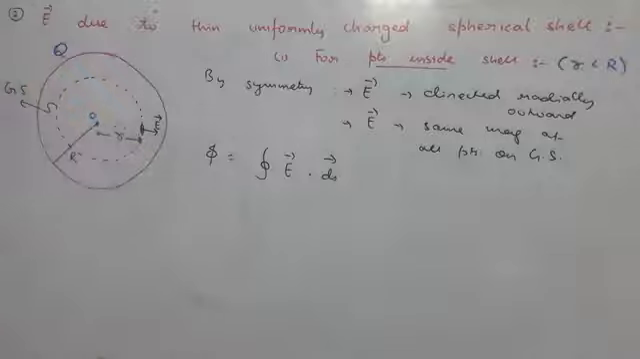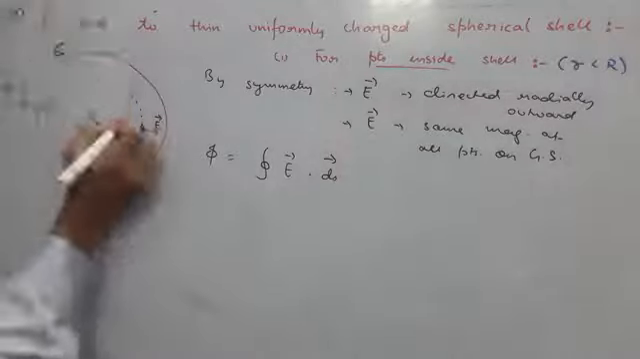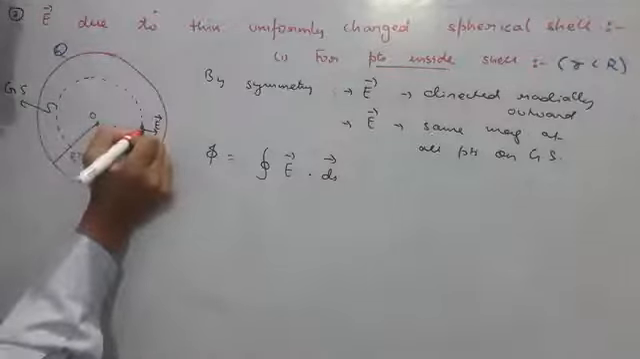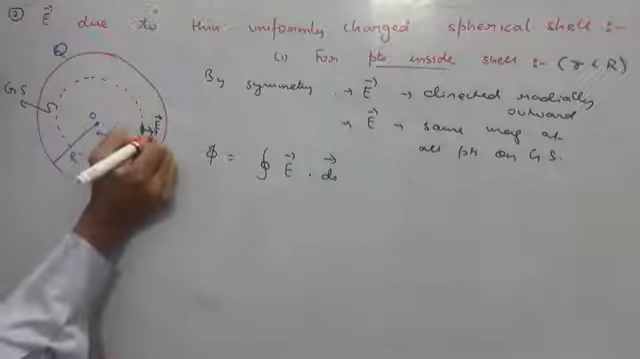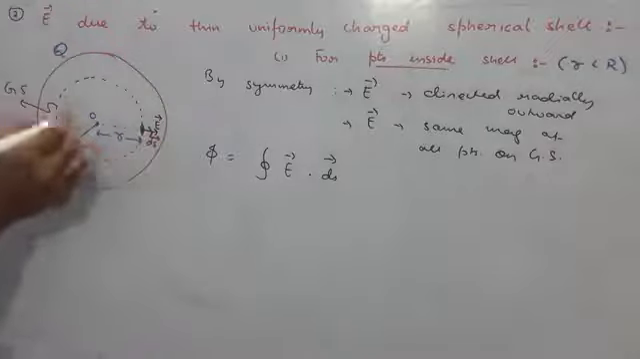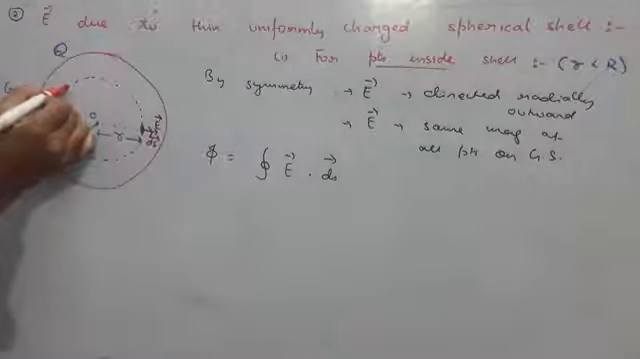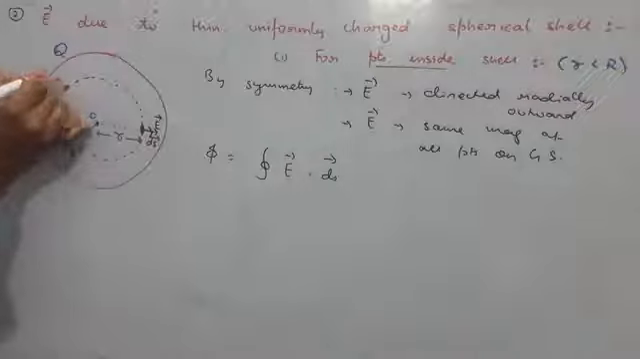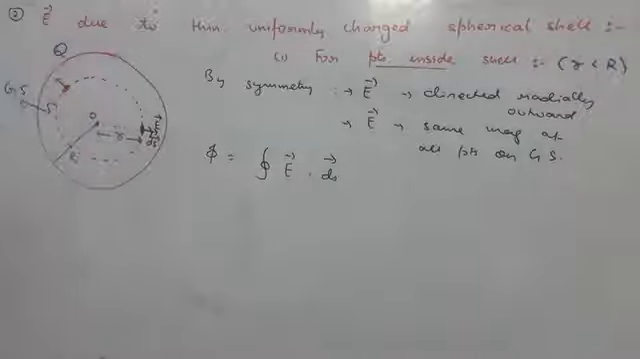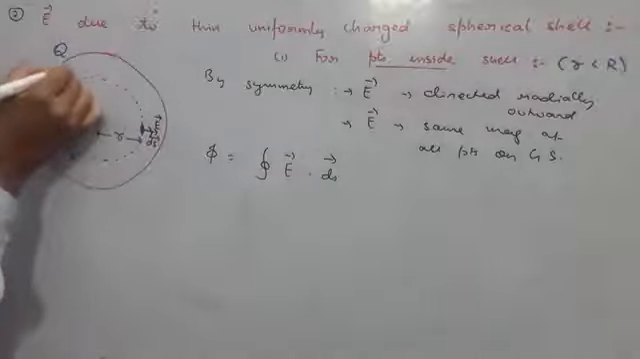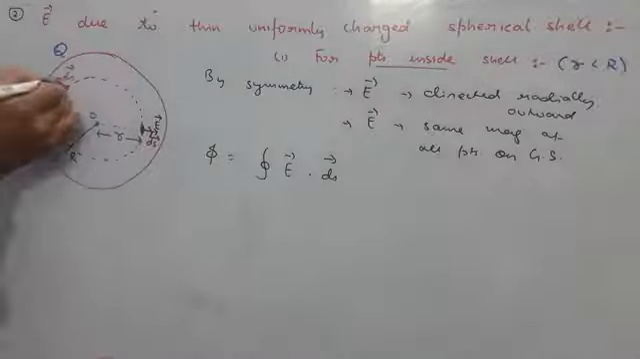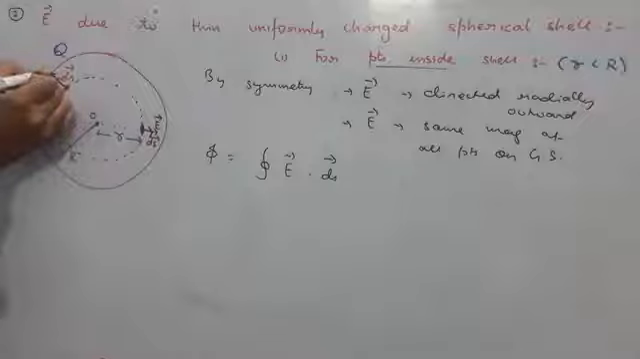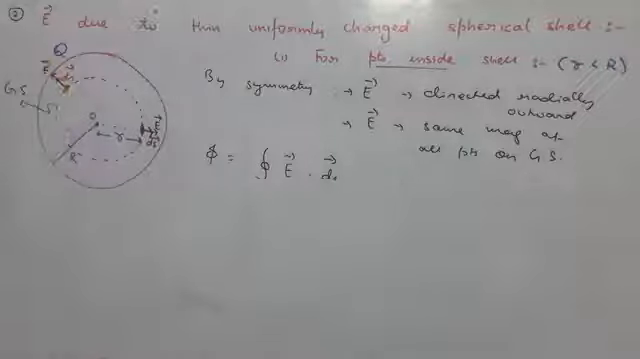Now you can see carefully the E vector and the delta S vector. For this element, the delta S vector will be directed along the outward normal. So this is ds vector. They are in the same direction. You can choose some other element over here. Here the ds vector will be like this, and the electric field vector will also be in the same direction. So wherever you choose the elements, you will always find that the electric field and ds vector are in the same direction.